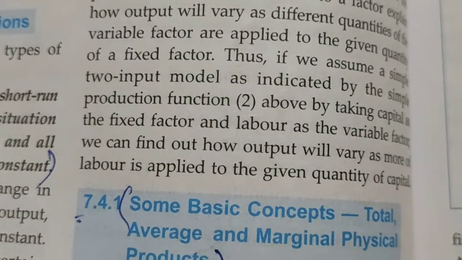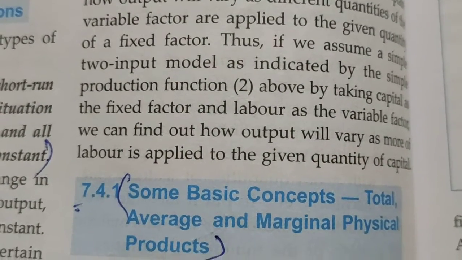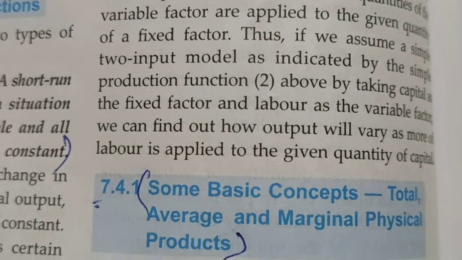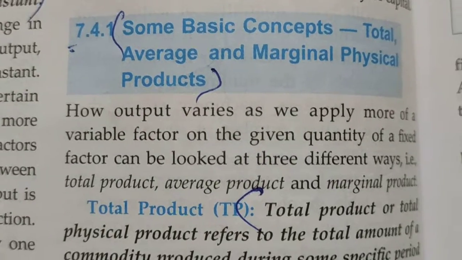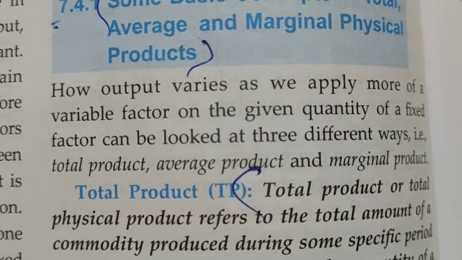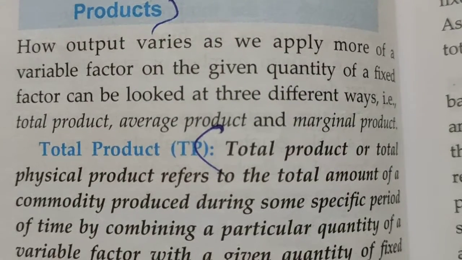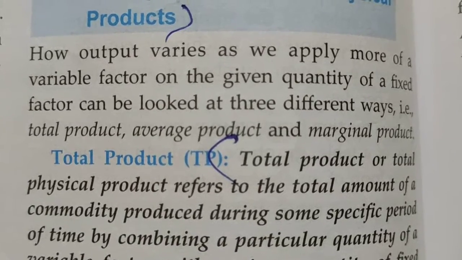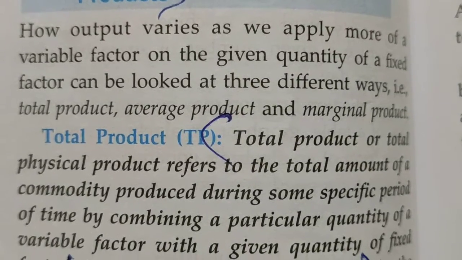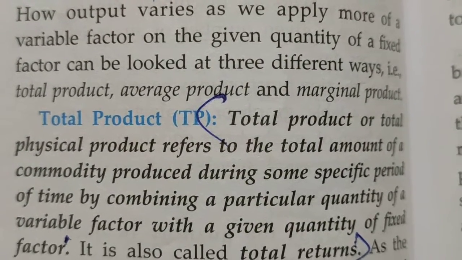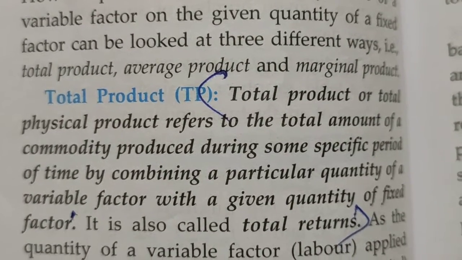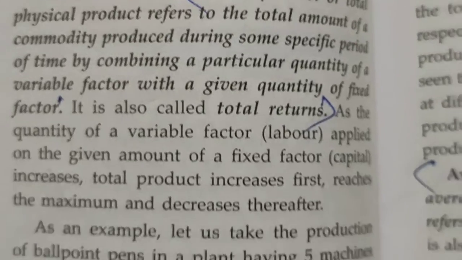Some basic concepts regarding production: total product, average product and marginal product. First of all, we learn about the total product. Total product or total physical product refers to the total amount of a commodity produced during some specific period of time by combining a particular quantity of a variable factor with a given quantity of fixed factor. It is also called total returns.